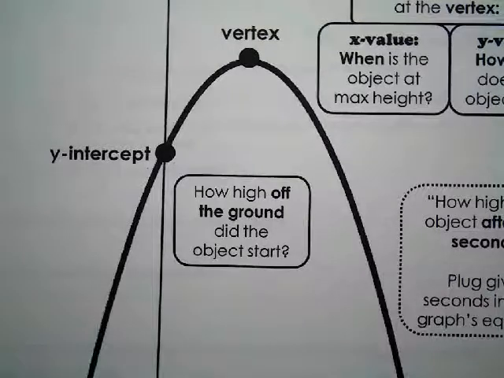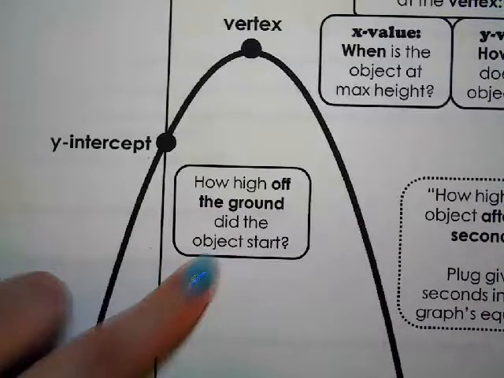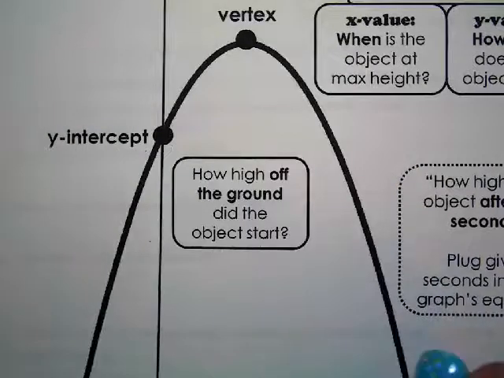You're usually at least a few inches above the ground. So how high off the ground did the object start? Just a reminder, at the y-intercept, what is the x value? X equals 0. Okay, just a little reminder there. Somebody at the table put x equals 0 on the sheet right there.